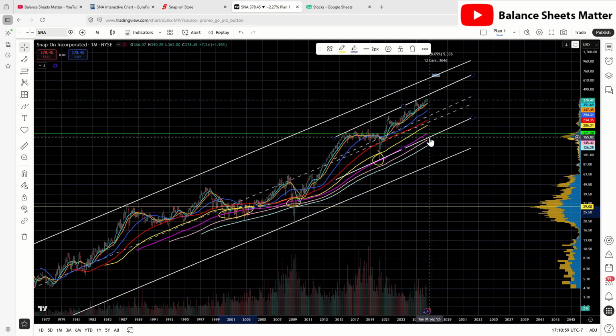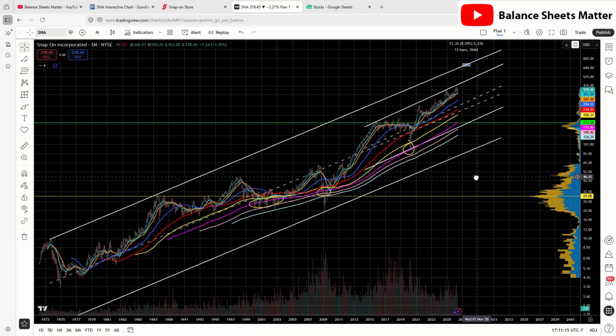Historically, that would be a reasonable target to wait for: the 200-month moving average. As time passes, that is going to creep up, so it might be higher in the future by the time the price gets down there. Right now, it's sitting at about $170 per share. But that's what I'll be targeting for Snap-on.